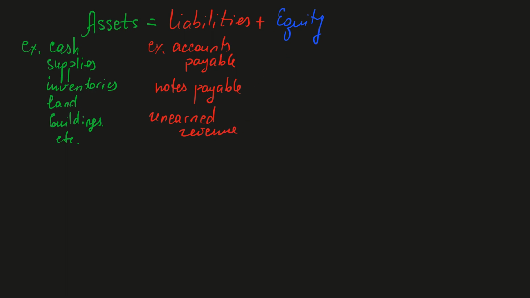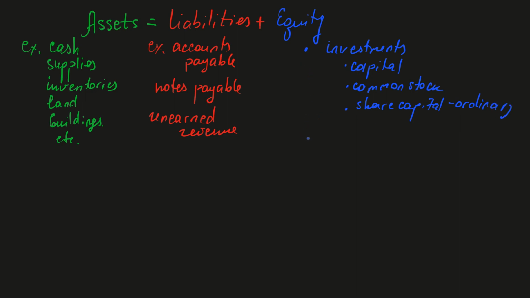And as for the equity, we're going to have two major components. One of them is investments made by the owners. The examples of such would be simple invested capital. We can call it common stock. In some cases, the same thing is share capital ordinary. So these are some examples.